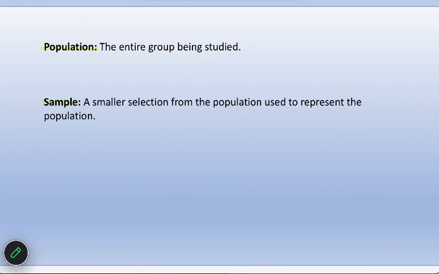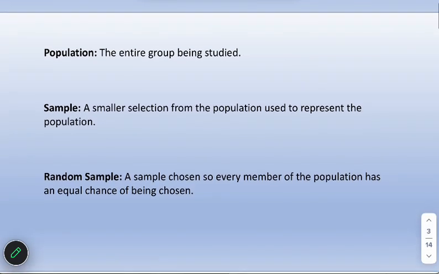So maybe you're only going to take 20 freshmen, 20 sophomores, 20 juniors, 20 seniors at that high school. Random sample, that word random is really important because when you choose a sample, you want every member of the population to have an equal chance of being chosen.